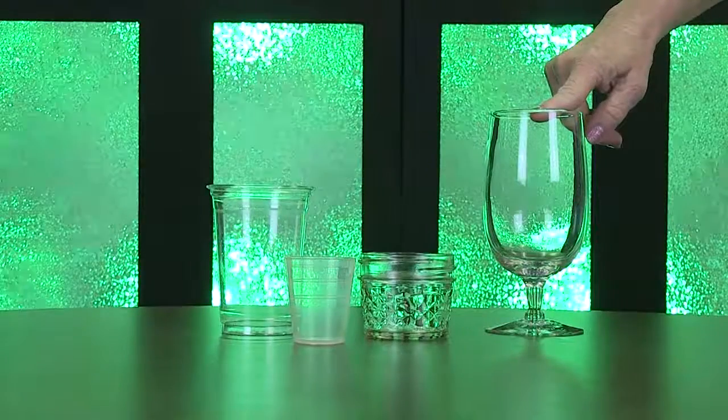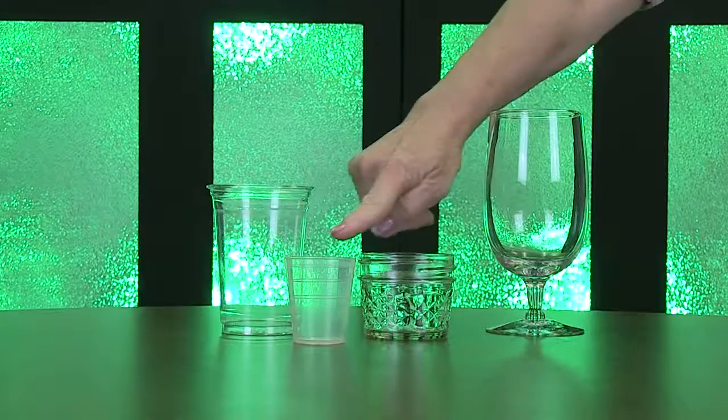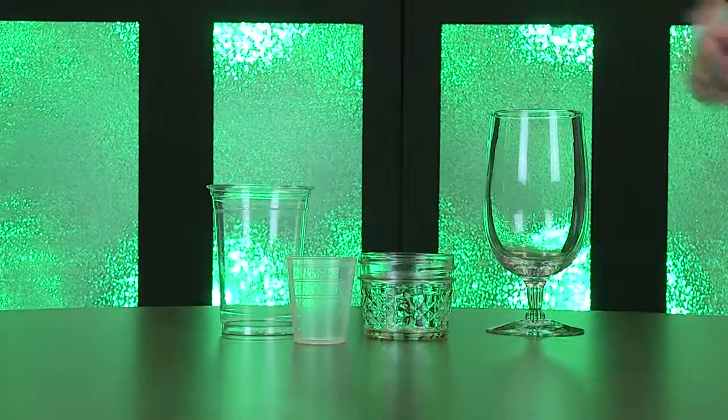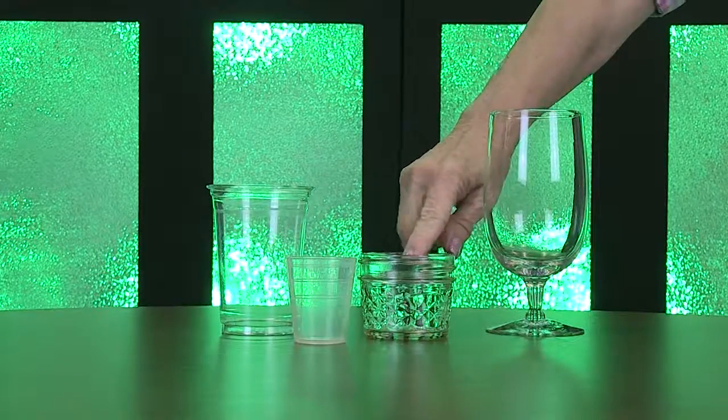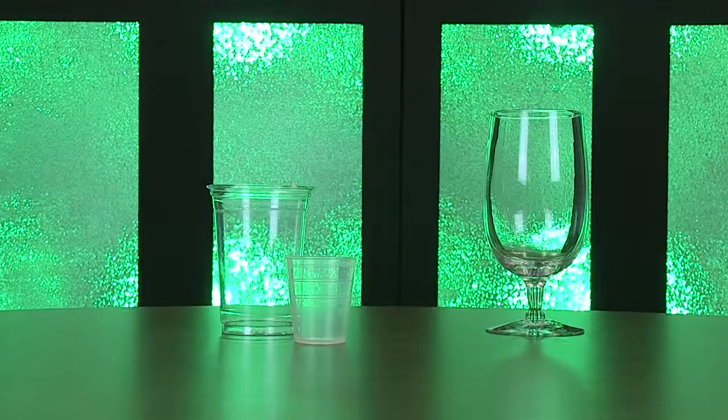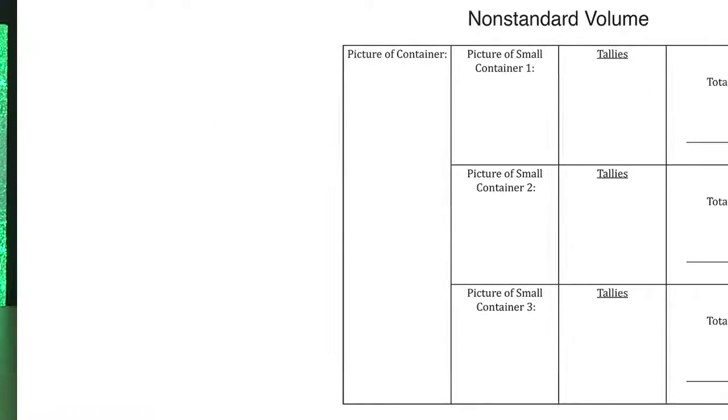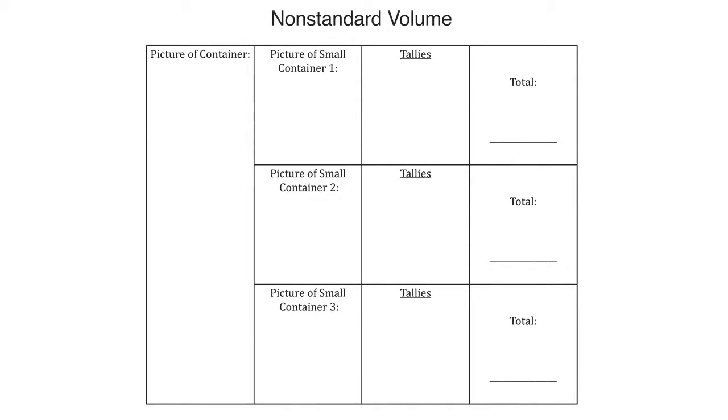Let's find the volume of this container in units of these smaller containers. First, we are going to determine how many jam jars of water it takes to fill the container. If it can't be filled with a whole number of jam jars, we will say plus some for now. We will use this chart to record and compare our findings.